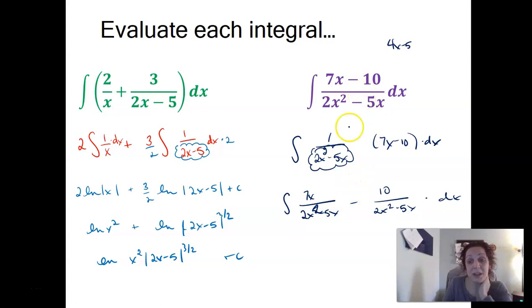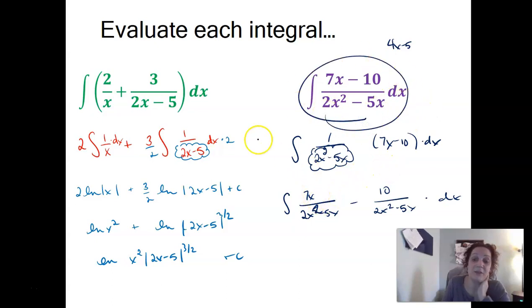Okay. So sometimes we can fit a fraction or a rational function into a 1 over u du, and sometimes we can't. What I want to focus on today is when this happens. If you can get it into a 1 over u du, awesome. If you can't, what are we going to do next?